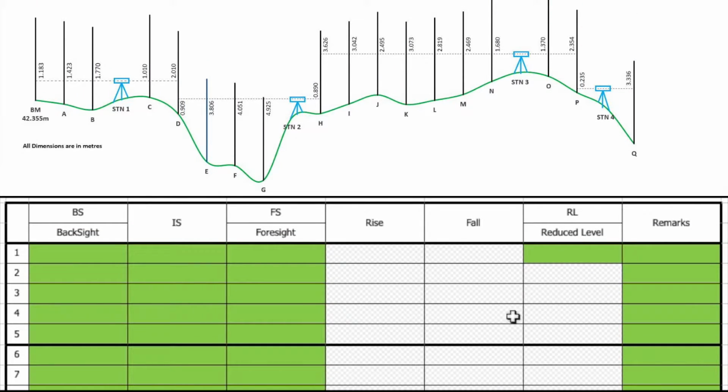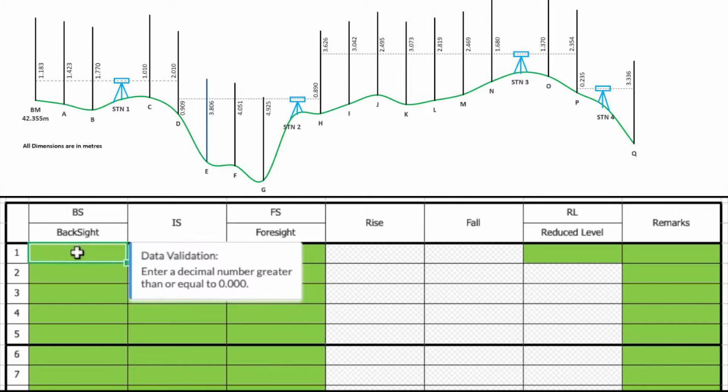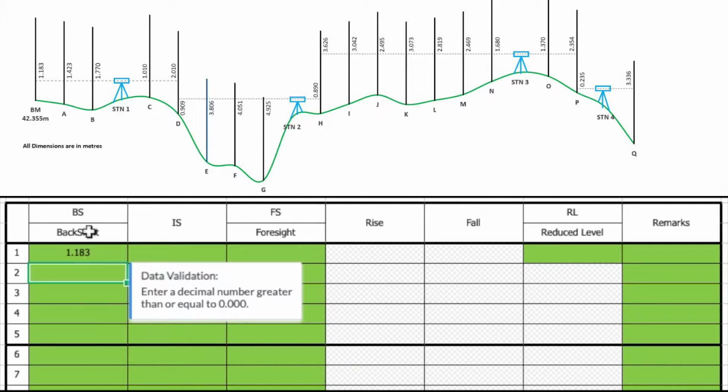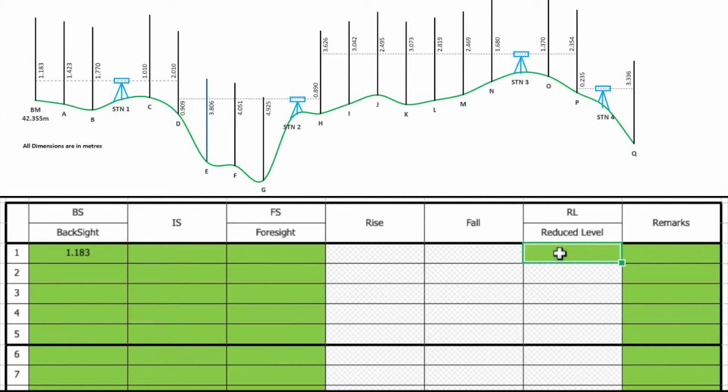Starting on the left hand side with our first measurement. Our first measurement is a backsight reading. Value is 1.183. It's entered underneath the backsight column. We know the reduced level for this point, 42.355 meters. Under remarks, we can enter in the comment of benchmark.